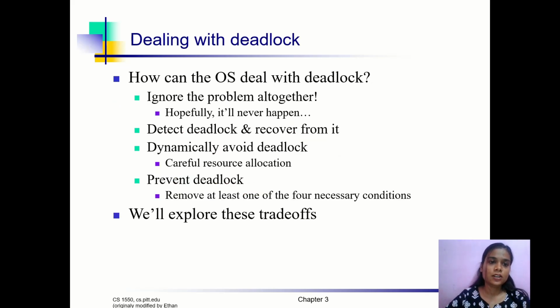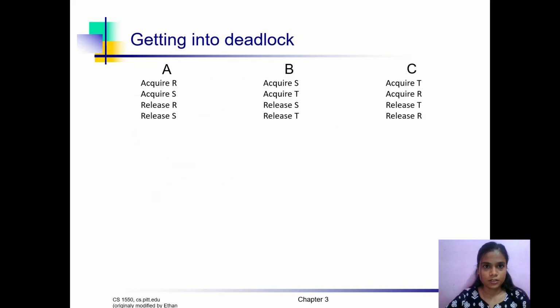How to deal with deadlocks? How can the OS deal with deadlock? First, ignore the problem altogether. Hopefully it will never happen. Second, detect deadlock and recover from it. Third is dynamically avoiding deadlock with careful resource allocation. Fourth is preventing deadlock: remove at least one of the four necessary conditions. We will explore these trade-offs.